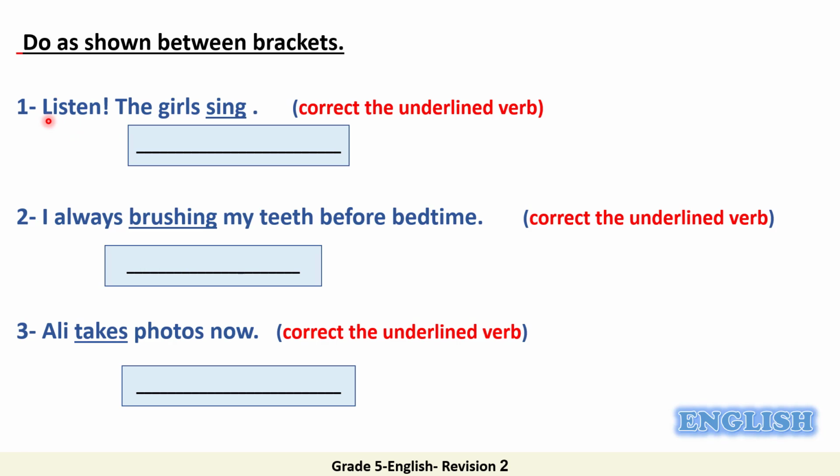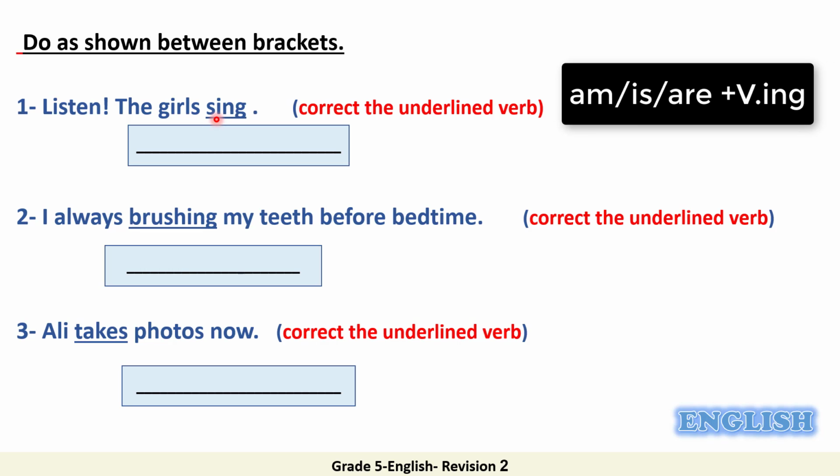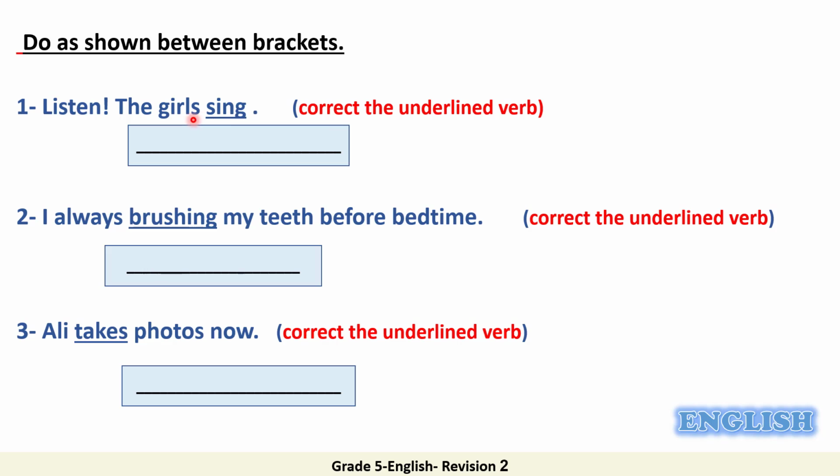Listen. It refers to the present progressive. So sing should be in the present progressive. Am, is, are plus verb plus ing. The subject girls is plural, so we use are. And we add ing to sing, or singing. Now pause the video and do the rest.